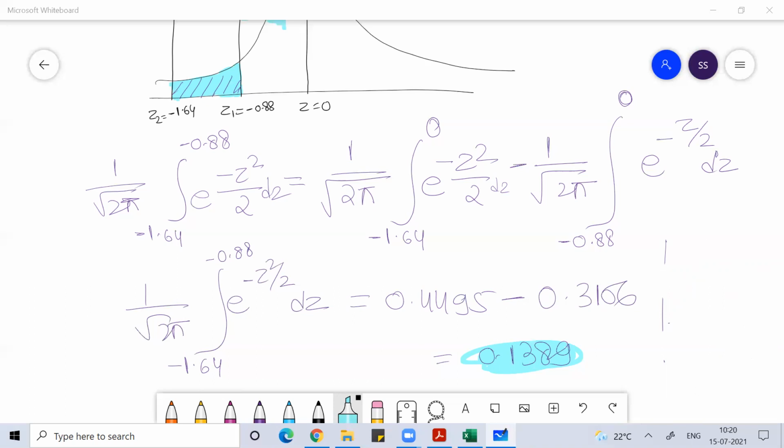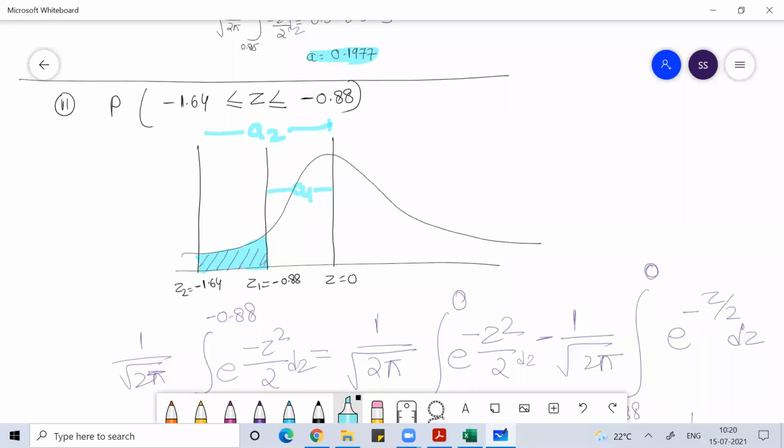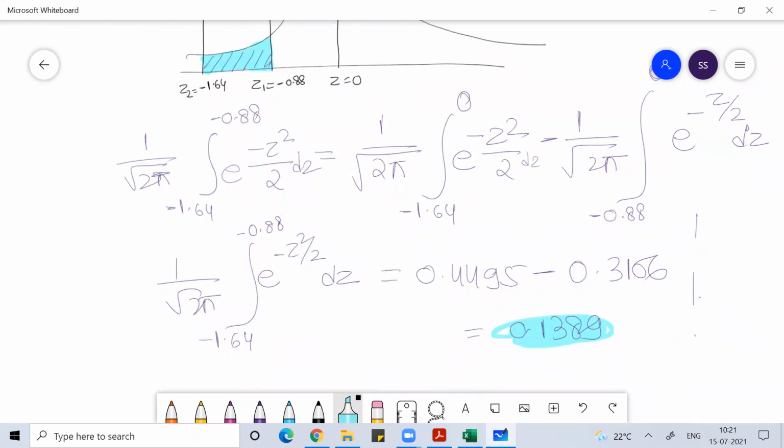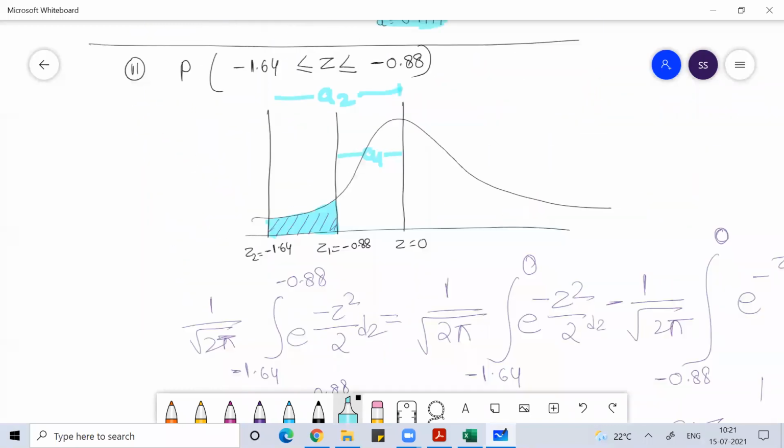Clear, everyone? Anyone, any doubt? Any doubt, anyone? Anyone, any doubt?